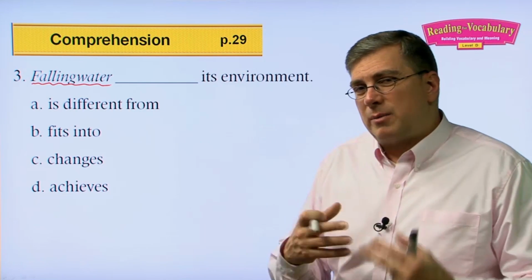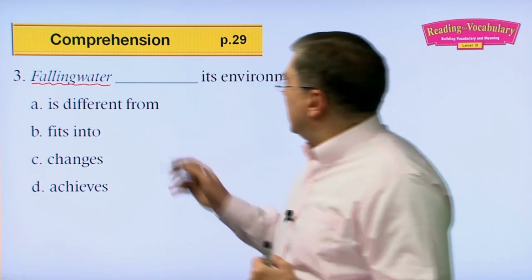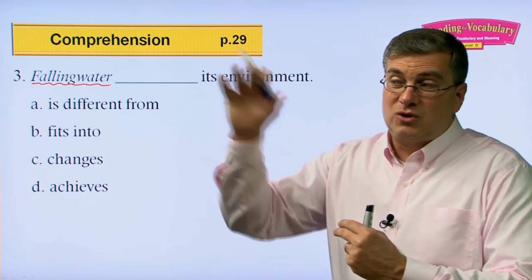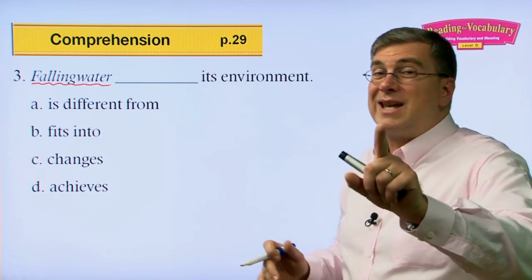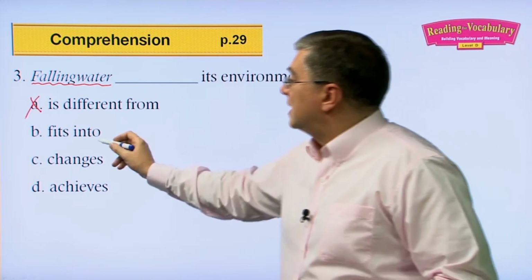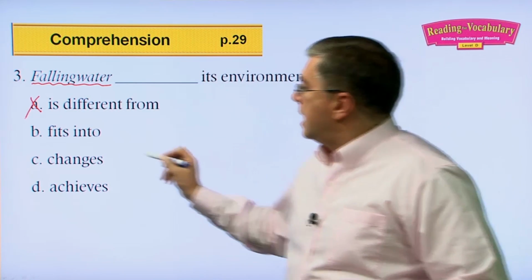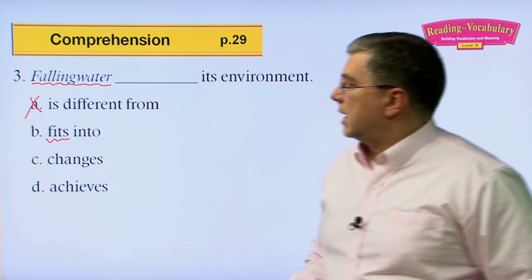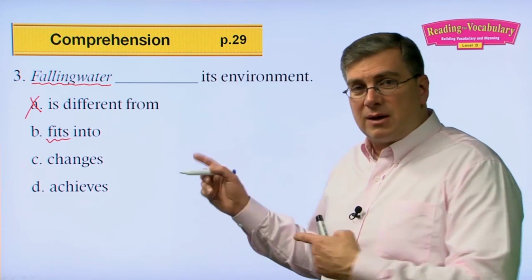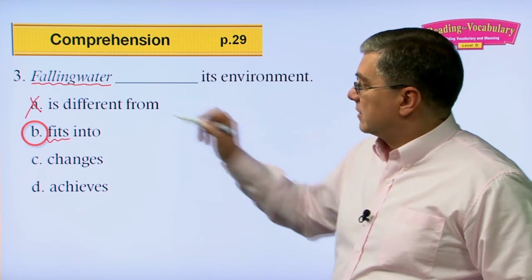What is special about that house? What did we talk about? It's different from the environment. You can easily tell the difference between the home and the environment. No, that's the opposite of what we're looking for. Falling Water fits into its environment. Fits into, right? That's what we're talking about here. Remember I said blends into. That's another way to say it. So that's the correct answer.